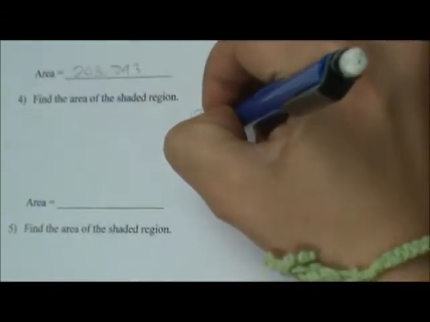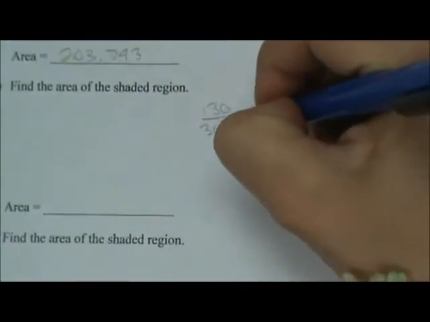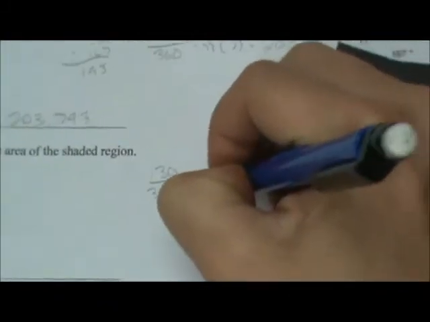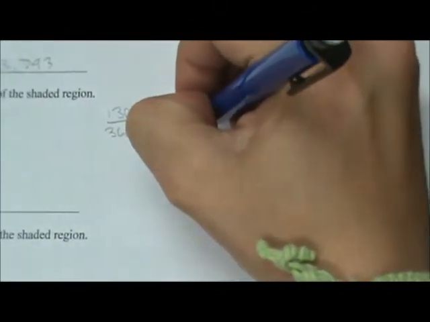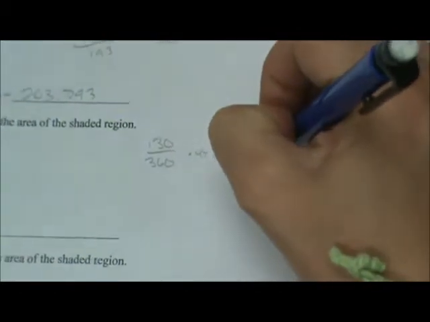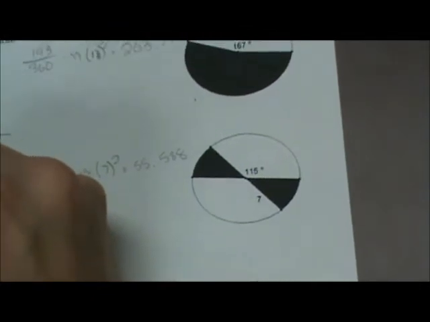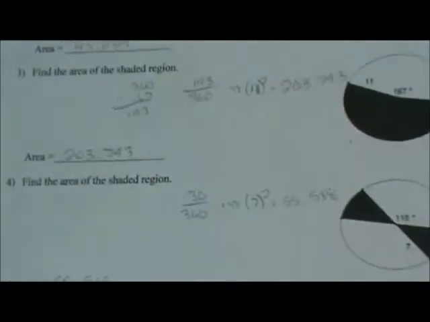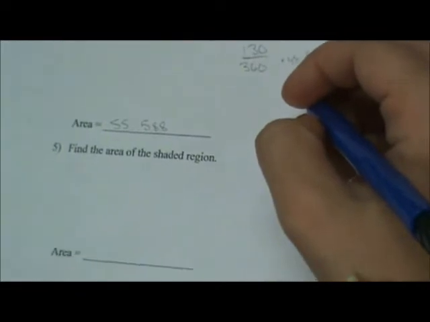Then for number 4, we do the same. It gives us the degree measure of one of the outside ones. We take that times 2, which is 230, so 360 minus 230 equals 130. We put 130 over 360 times pi times the radius, which is 7 squared. So it's 130 over 360 times pi times 49, and that's approximately 55.588.